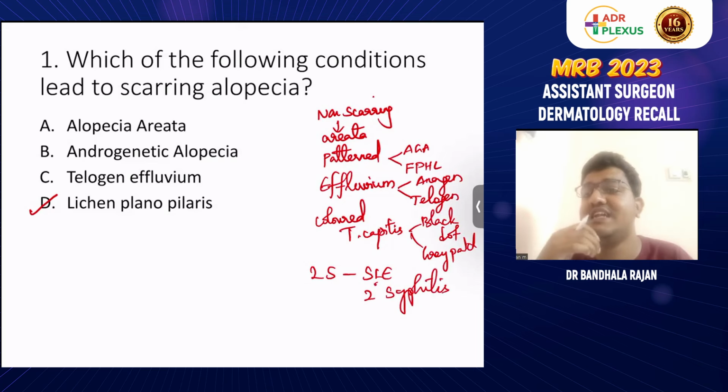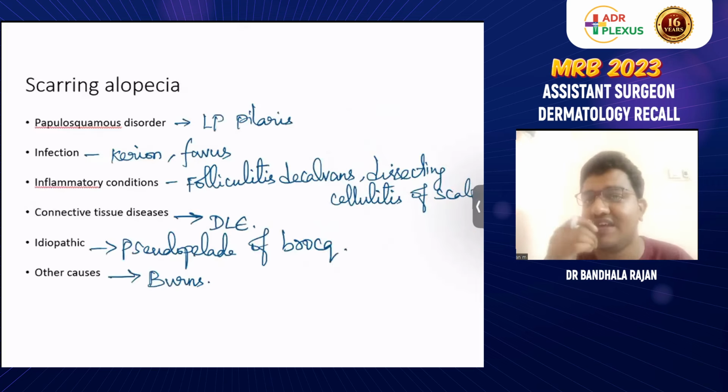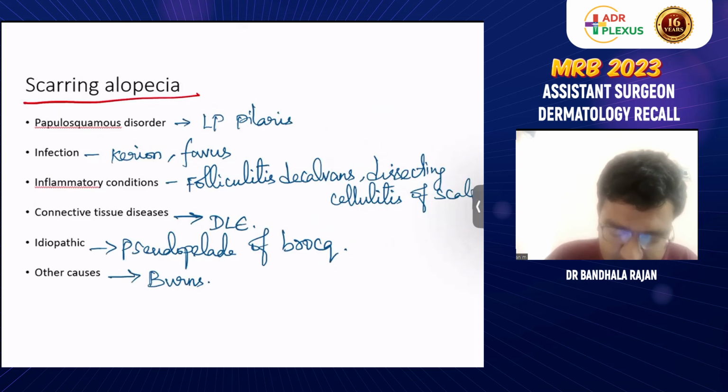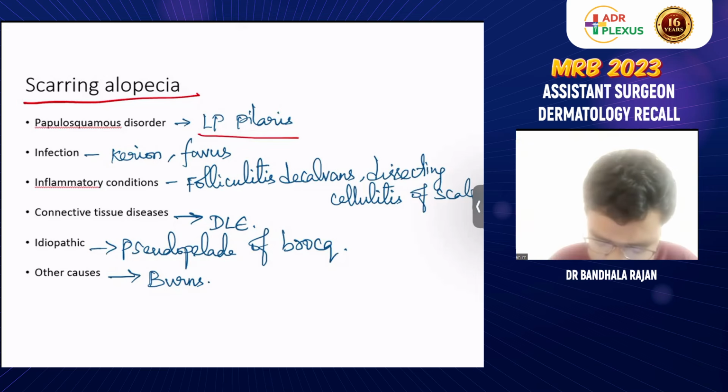So you can understand, even for NEET, INICET, even for MRB, it is a very, very important question. When we had the discussion in the MRB session, we discussed the causes of scarring alopecia. Lichen planopilaris is one of the commonest causes among the papulosquamous disorders. Apart from that, in infection, kerion; also nevus, folliculitis decalvans, dissecting cellulitis of scalp, DLE, pseudopelade of Brocq, burns, radiotherapy, trauma. Those are the other causes of scarring alopecia, already discussed in our MRB session, right? Next.